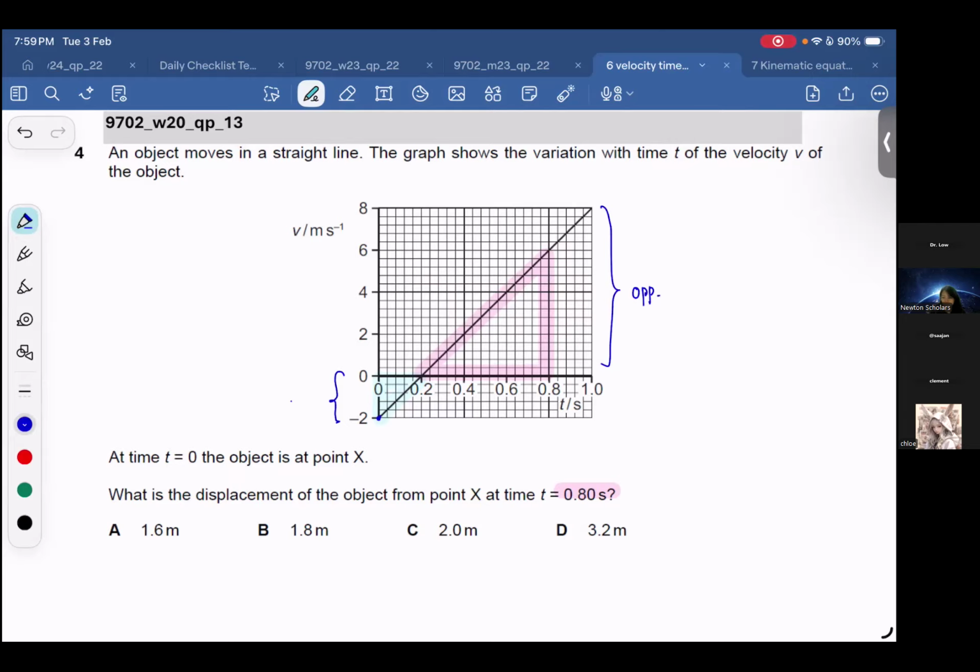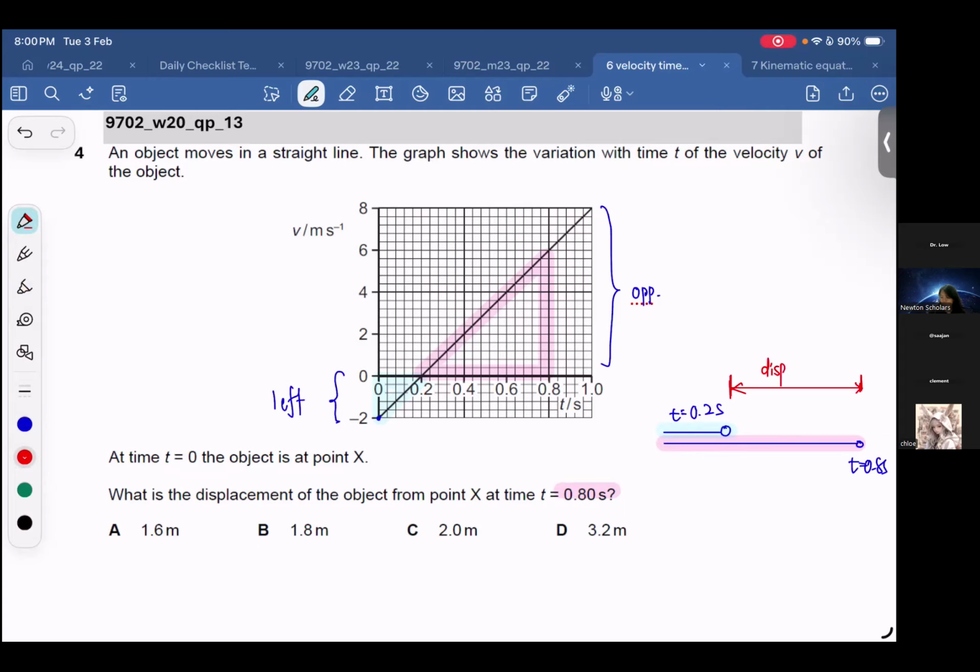Maybe I can set this as to the right, or to the left, it doesn't matter. To the left. So it moves like this, going to the left until the time is 0.2 second. Then starting from 0.2 second, it moves backwards. The pink area, I highlight this as the pink area, and this one is the blue area. What is the displacement? Your displacement should be from start to end. This is the distance. So what should you do?